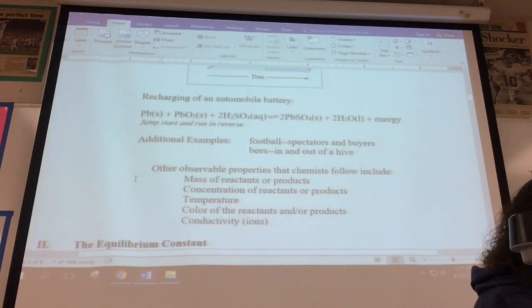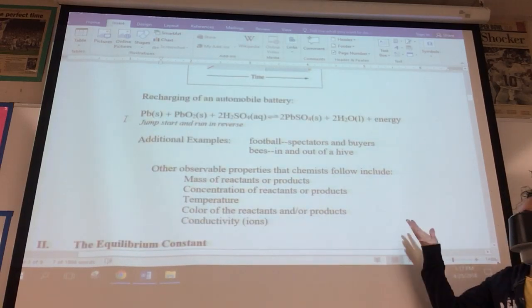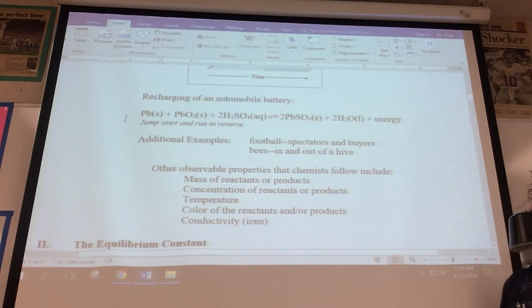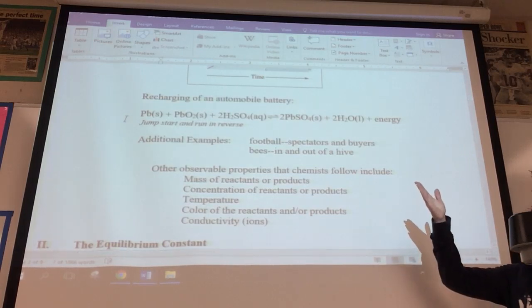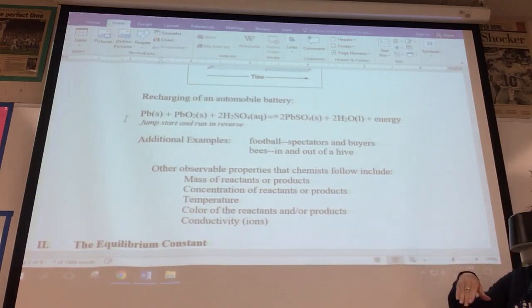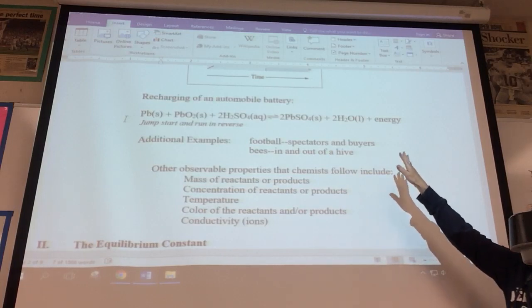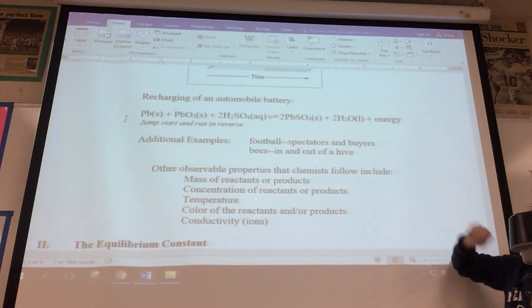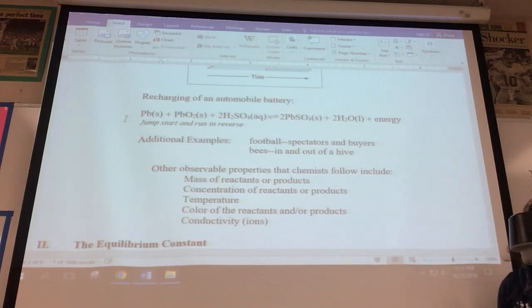One of the best examples of a reversible reaction is what goes on in your car battery. When you turn your car on, you've got lead(IV) oxide and sulfuric acid in the battery reacting to form lead(II) sulfate and water. Is this an endo or exothermic reaction? Exo, because energy's on the right side.